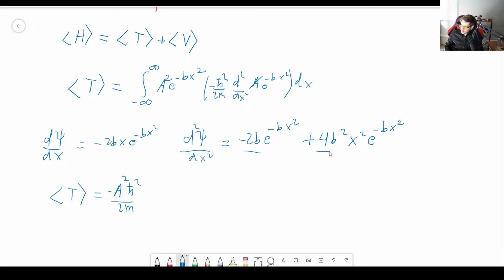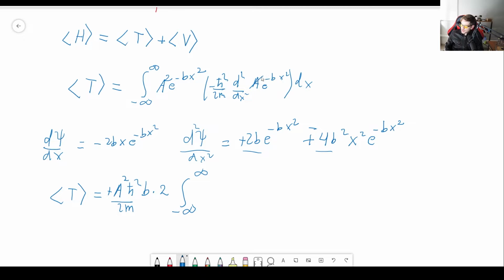And from this part, we can pull out b and 2. And we can actually even pull out a minus sign, but we'll have to change this. So we can do it like this, and then this minus sign will go away. So we still need 2. Okay. We get minus infinity to infinity.